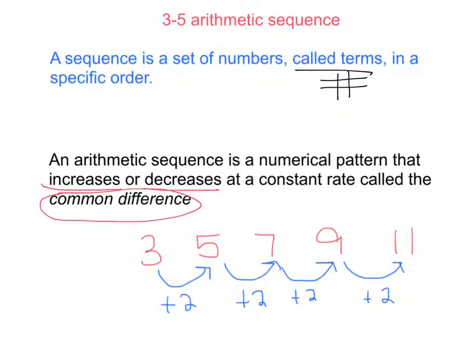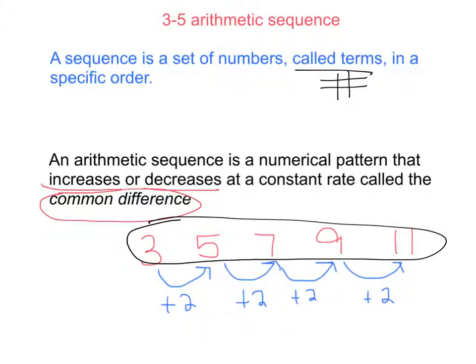So in the example below, we have 3, 5, 7, 9, and 11. The common difference there is plus 2 because you're adding 2 to every one. So we would be able to say that this is an arithmetic sequence and its constant rate is plus 2.